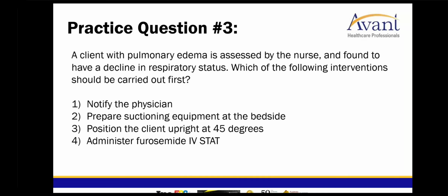All right, let's look at this question again. Hope you're back. A client with pulmonary edema is assessed by the nurse and found to have a declined respiratory status. Which of the following interventions should be carried out first? Well, before we look at our answer choices, let's analyze this question a little bit further. We know it's a priority question because it says, what are we going to do first? We understand that the patient's topic here is pulmonary edema. And our key words here are that there's a decline in the respiratory status.